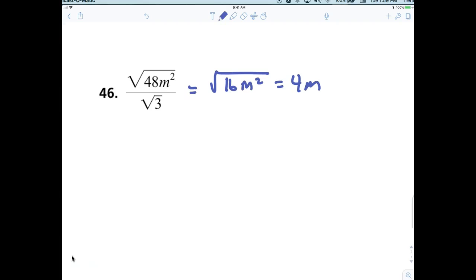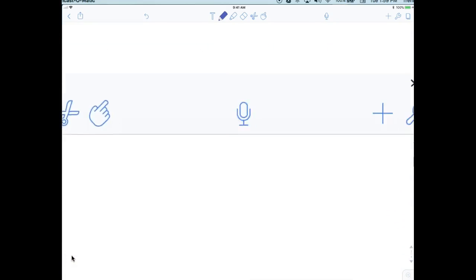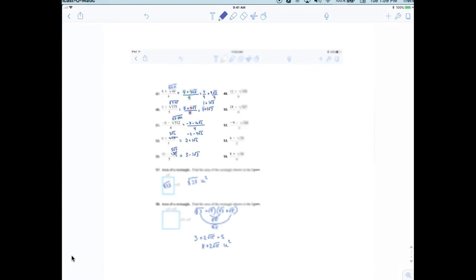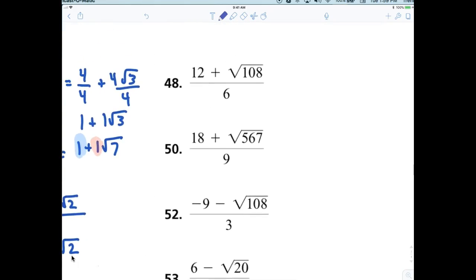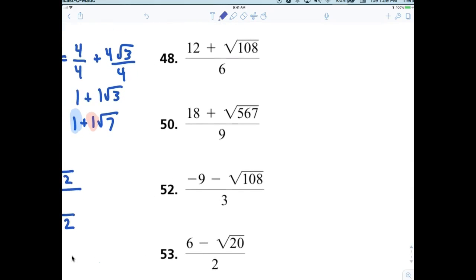Any questions or concerns? Let's take a look now at the next one. Now, a little bit different. Most people here want to go 12 divided by 6. You cannot. The reason why you can't is because there's an addition sign. You cannot reduce through addition and subtraction.